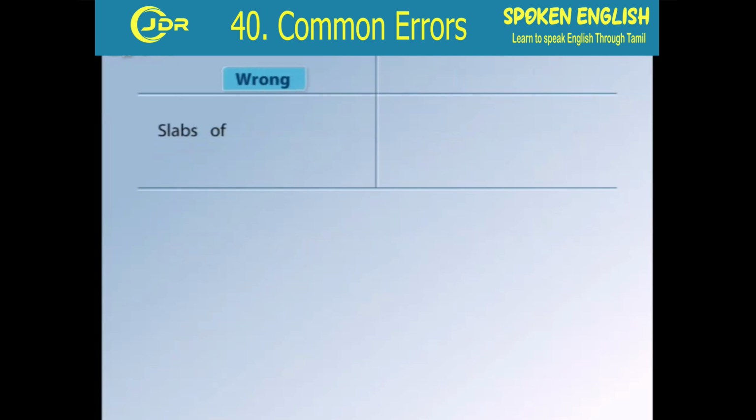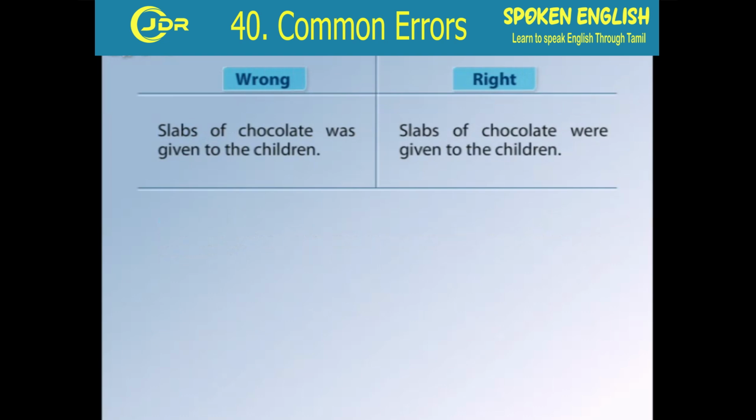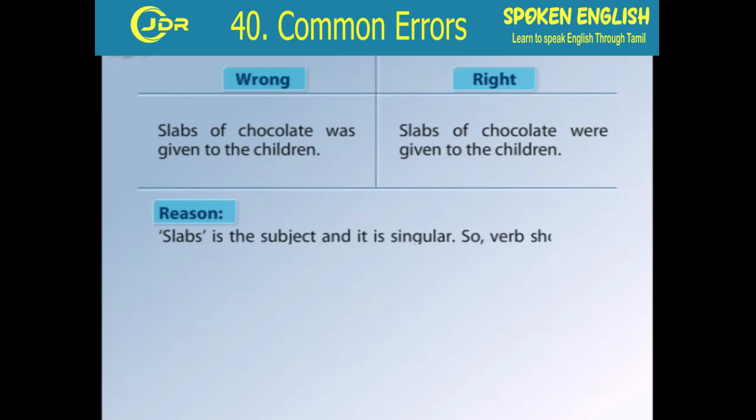Wrong. Slabs of chocolate was given to the children. Right. Slabs of chocolate were given to the children. Reasons: slabs is the subject and it is plural, so verb should be plural.